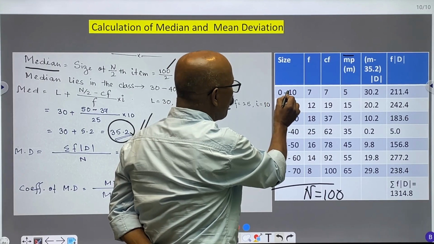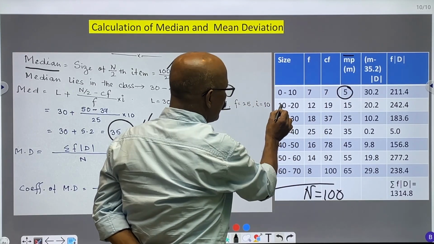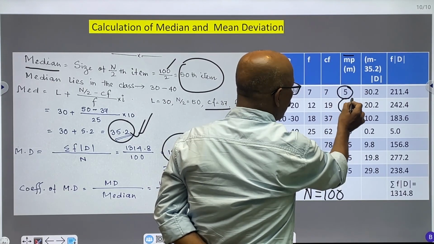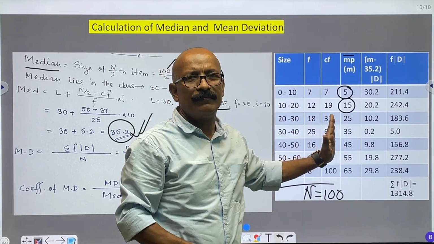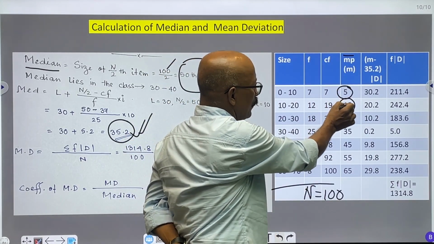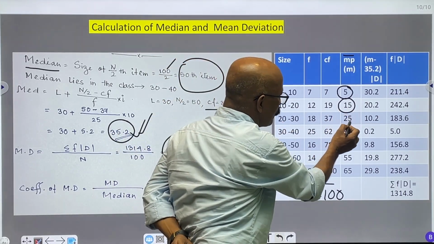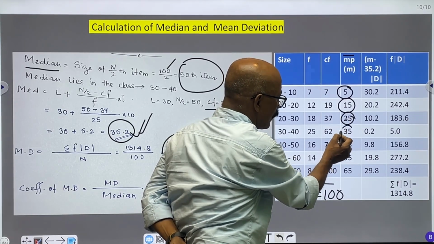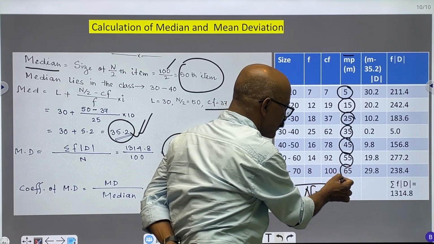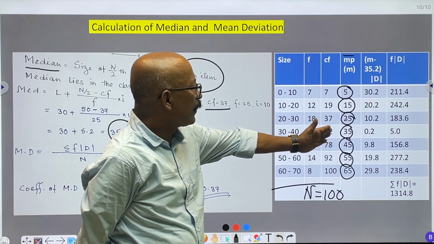That is 0 plus 10, how much? 10 divided by 2, this is 5. Then 10 plus 20, how much? 30, 30 by 2, this is 15. Now after getting just two values from the upper side, you see how much the difference is. 10. Now you just add 10, 10, 10 and get all the values. This is 15 plus 10, 25. Then 25 plus 10, 35. 35 plus 10, 45. 45 plus 10, 55. And 55 plus 10 is equal to 65.